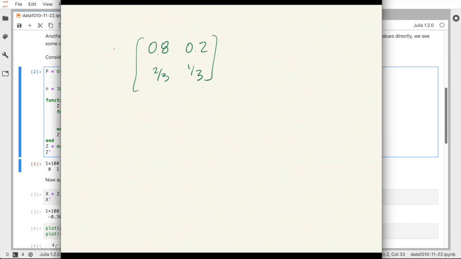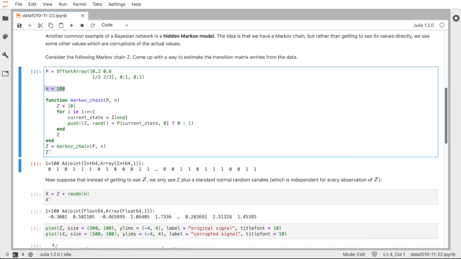So typically our row and column labels would be 1 and 2, and here we're setting them up to be 0 and 1. So we'll generate 100 observations, and we'll start, let's say, in state 0, although initializing the random state is something you could do if you want. And then we'll take a bunch of steps.